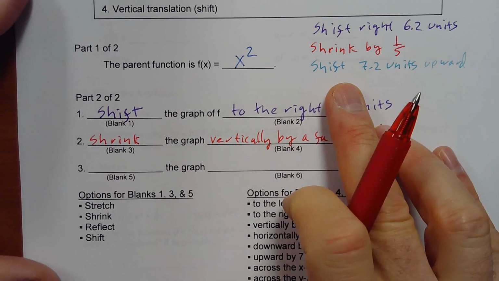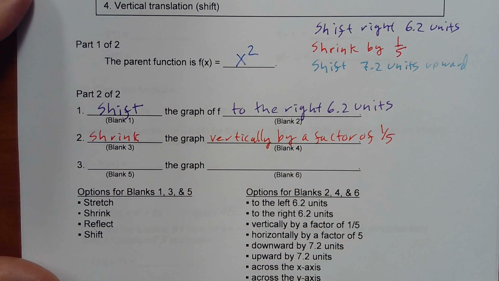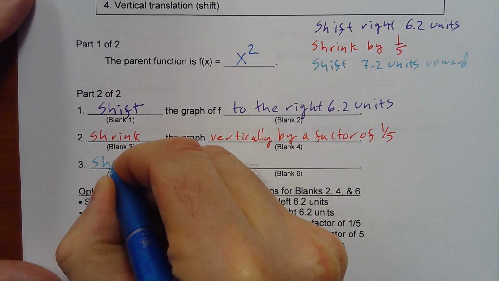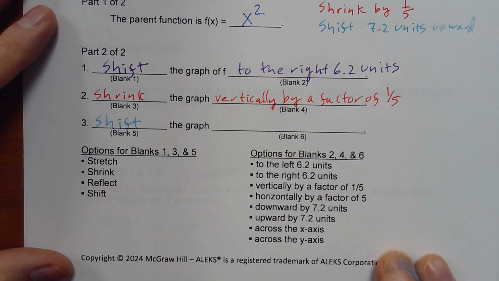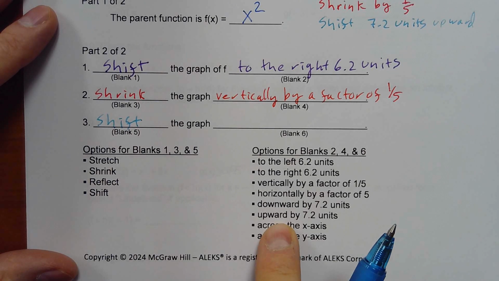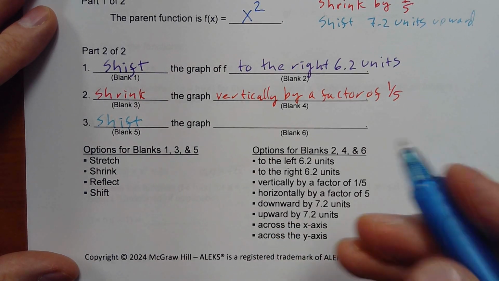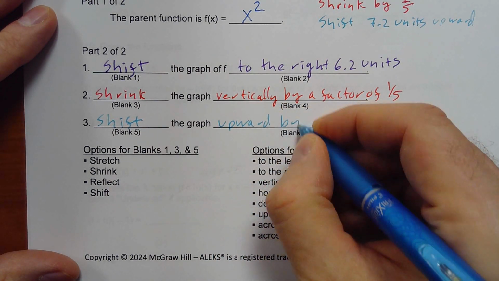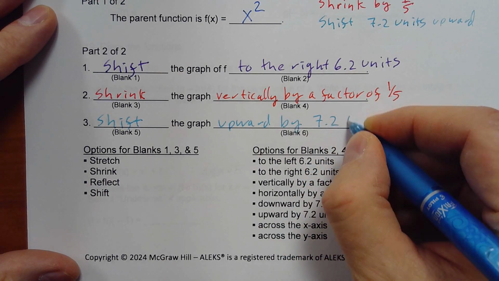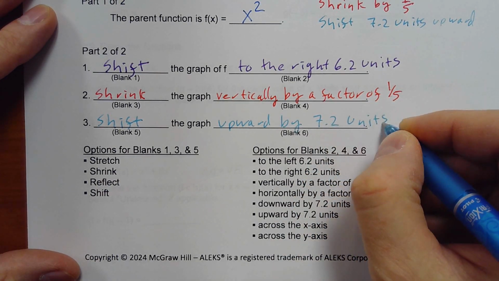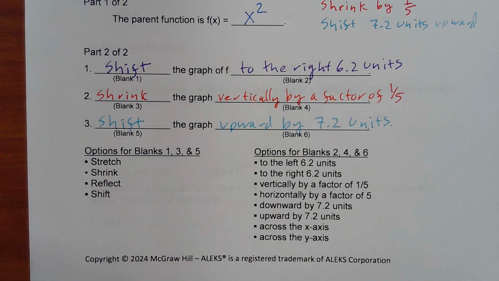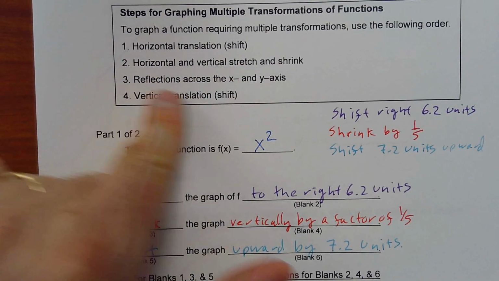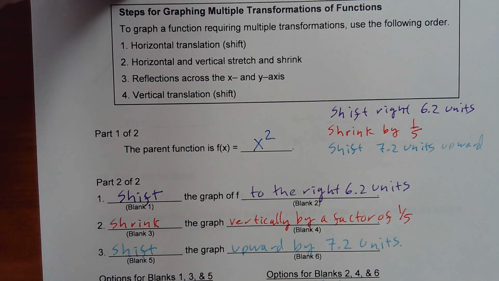And then the last ones, we shift 7.2 units upwards. So I'm doing a shift. And then I would go down here and select upward by 7.2 units. So again, just make sure you do it in the correct order that they're indicating up here. We had no reflections across the x and y axis, so we were able to skip step number 3.